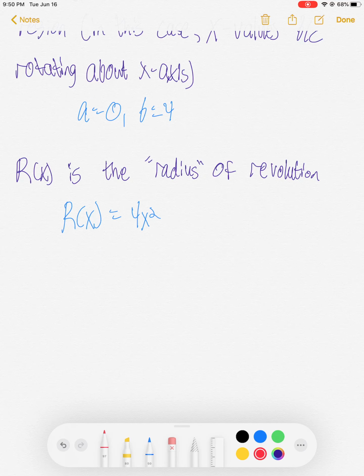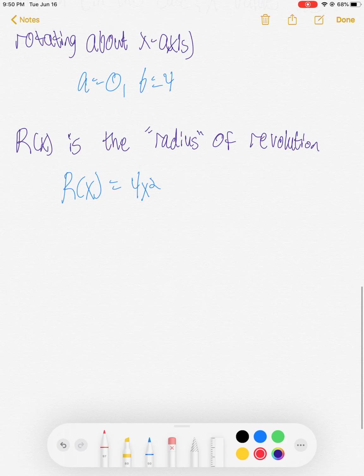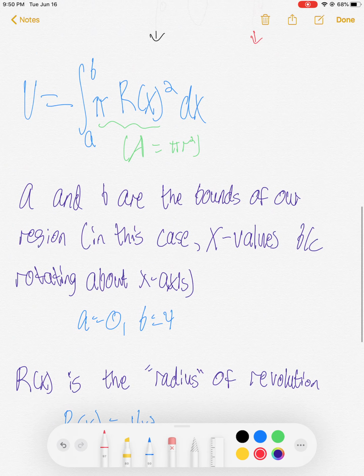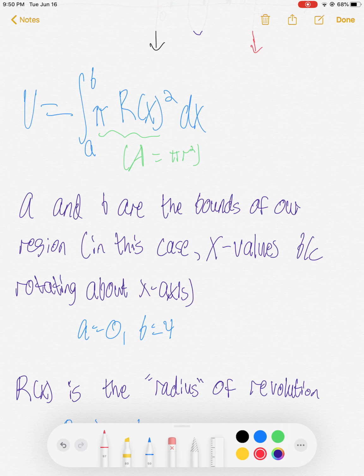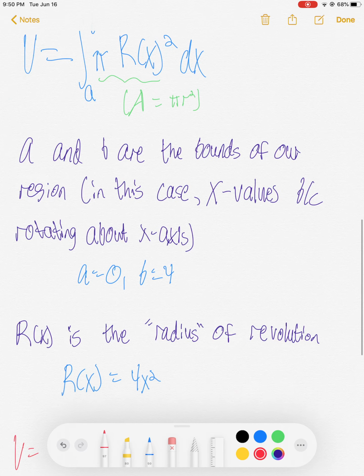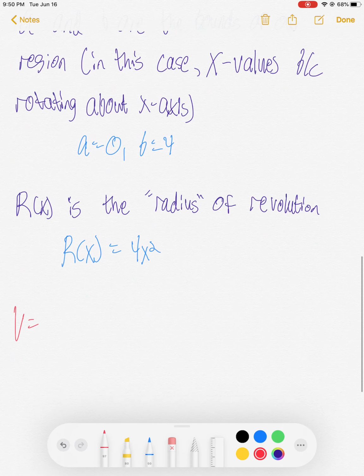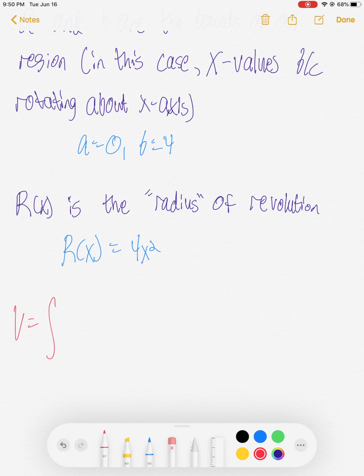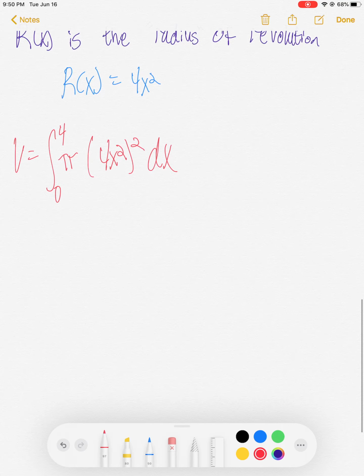So now that we've got all our values, from here it's going to be fairly straightforward. We're going to plug them into our new fancy formula, and we're going to integrate like we usually have. So our bounds are a to b, and we know now that a equals 0 and b equals 4. I have this pi here. Pi is just a constant, right? So it's just chilling. And now r of x is 4x squared, and I need to square that. And then I stick my dx at the end.